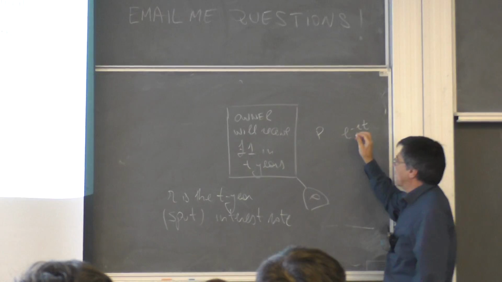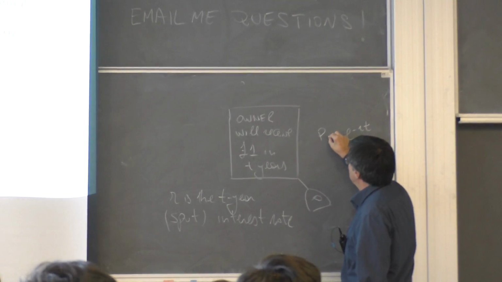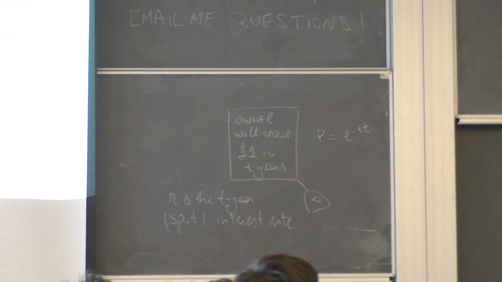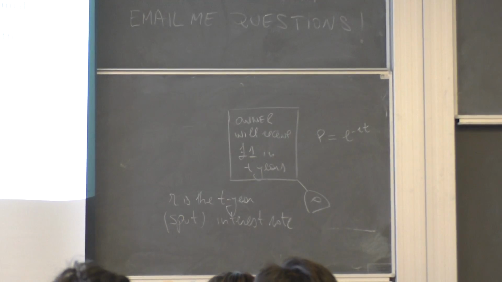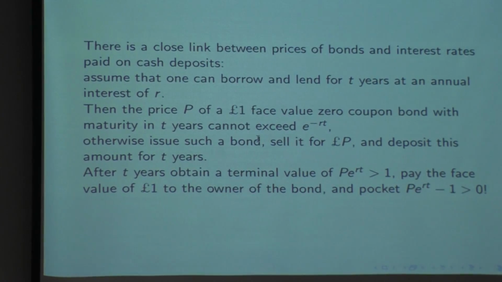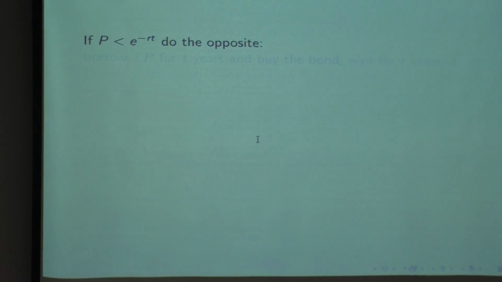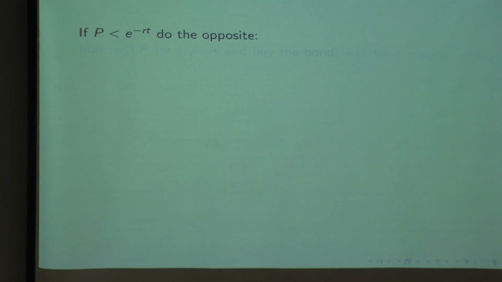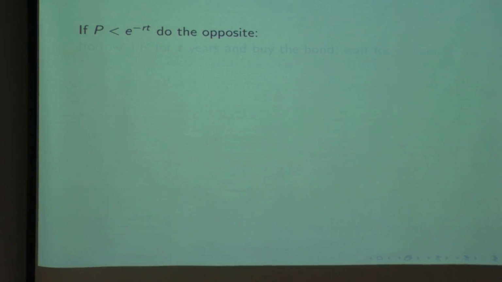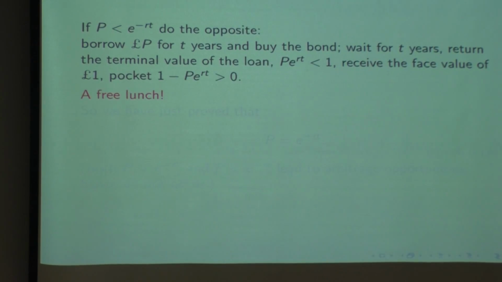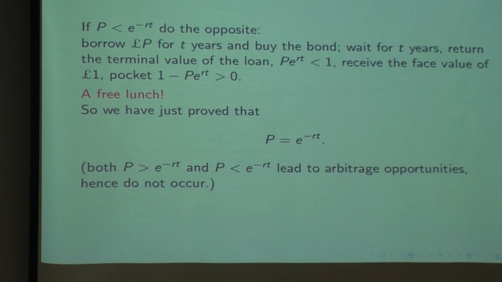We said the only relationship between these two numbers must then be an equality, and we got this statement over here. So we got the statement that says, this cannot happen. P cannot be greater than e to the minus RT. P cannot be less than e to the minus RT. So we are forced to conclude that P must be equal to e to the minus RT. And this is where we stopped, if I remember correctly.